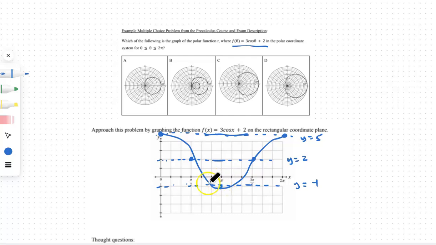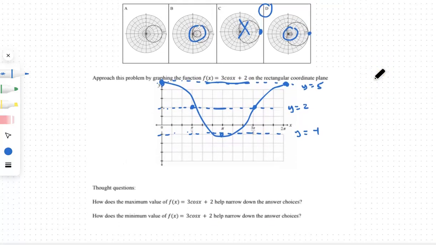Well, first of all, this section down here where my y values go negative actually means that my r values go negative on my polar graph, and that is going to produce what we call this inner loop. That means that C and A cannot be my answers. Because of those negatives, I must have an inner loop. Secondly, because my y value goes all the way up to 5, that means my r value must go up to 5. So the only two graphs where the r value goes to 5 are here and here. We already said we can't be this one because it doesn't have an inner loop. Therefore, D has to be my answer.